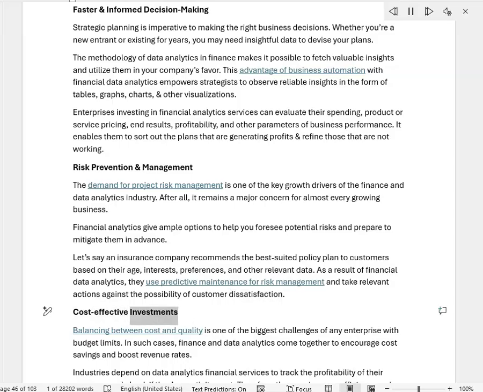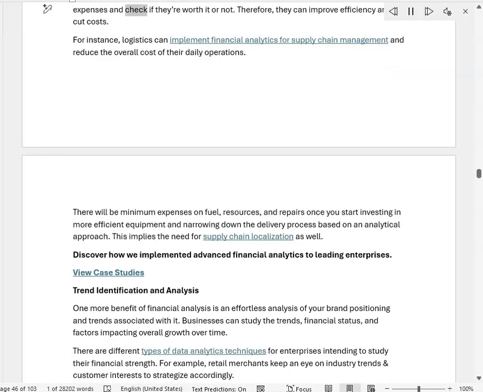Cost-effective investments. Balancing between cost and quality is one of the biggest challenges of any enterprise with budget limits. In such cases, finance and data analytics come together to encourage cost savings and boost revenue rates. Industries depend on data analytics financial services to track the profitability of their expenses and check if they're worth it or not. Therefore, they can improve efficiency and cut costs.